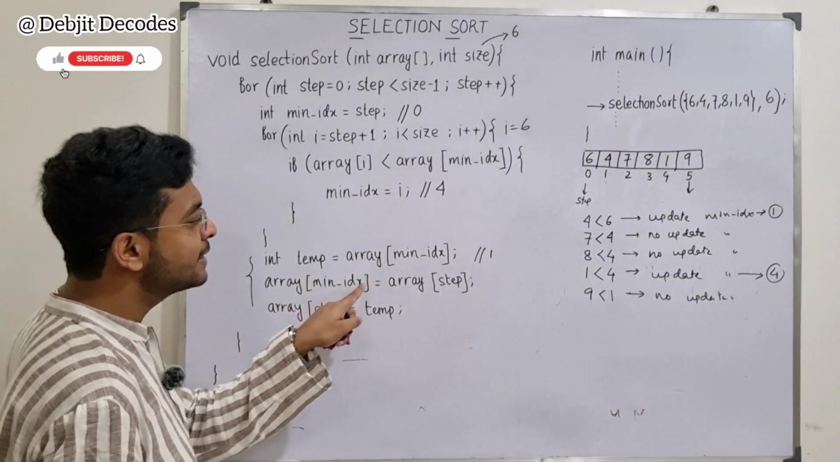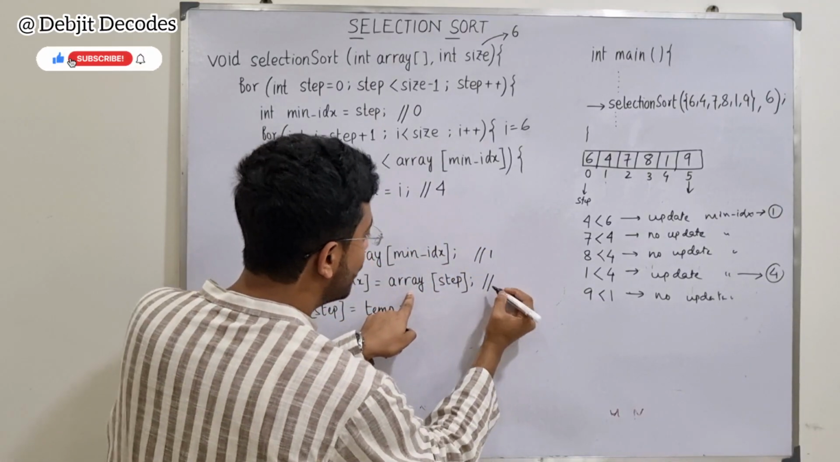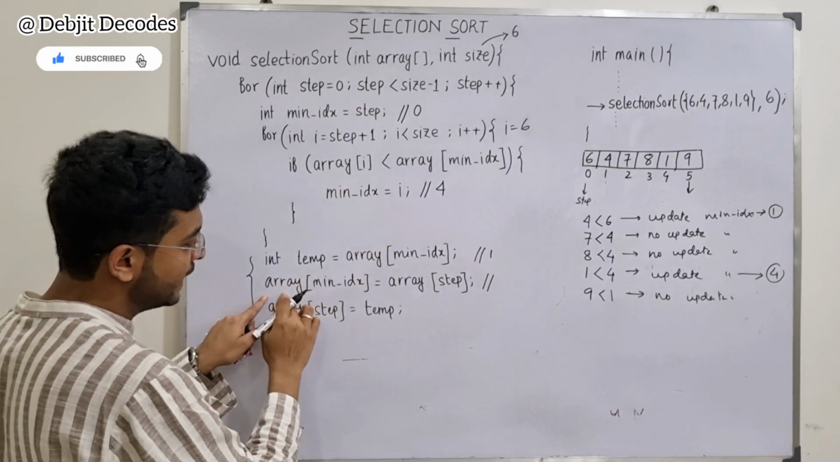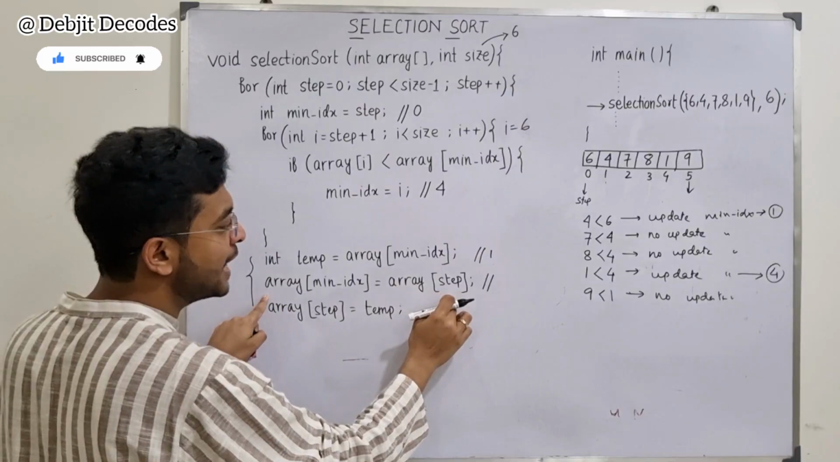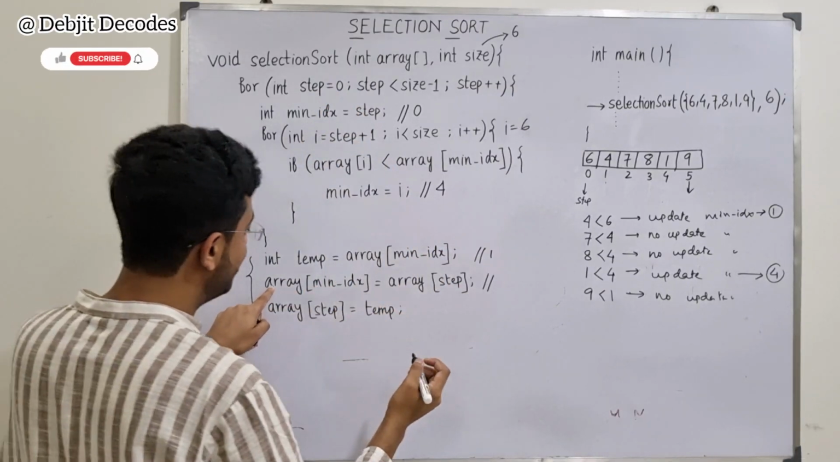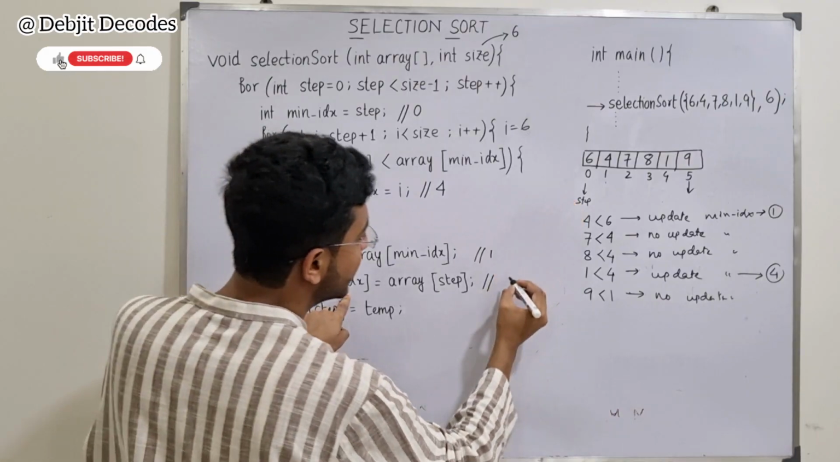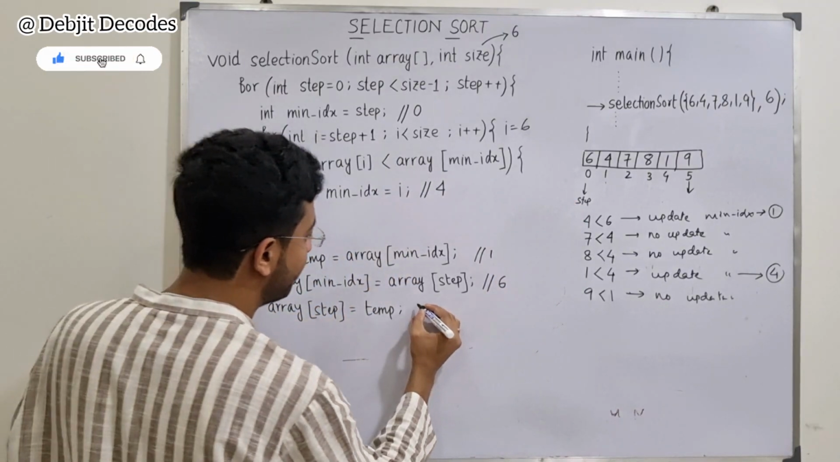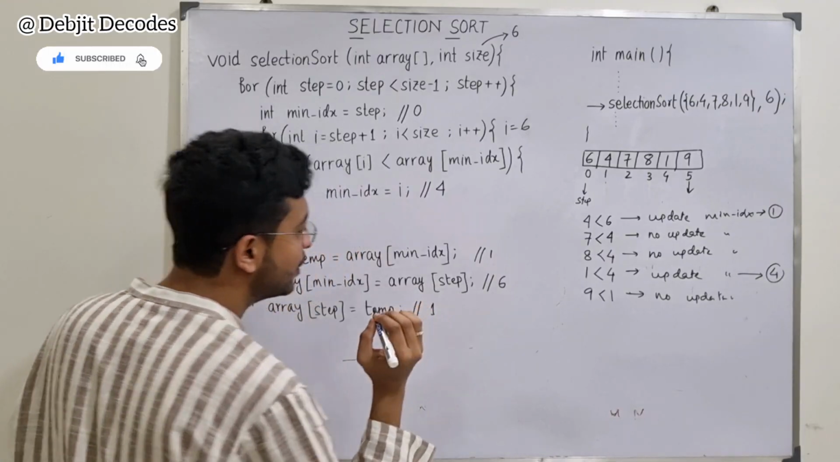Then array of min index equals array of step. So what is the step? Step is 0. So array of min index is becoming equal to array of step. So what is step? That is array of 0, right? So if you can check, array of min index is nothing but 6, this particular thing, and array of step is equal to temp. Array of step is equal to temp.